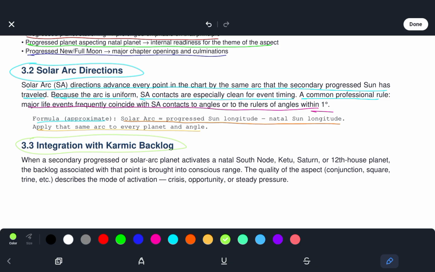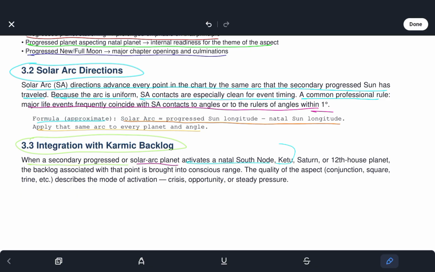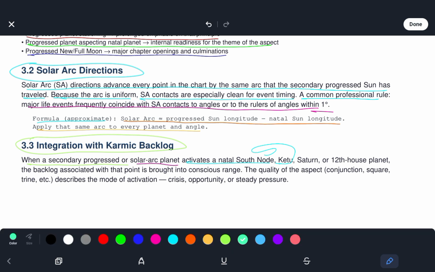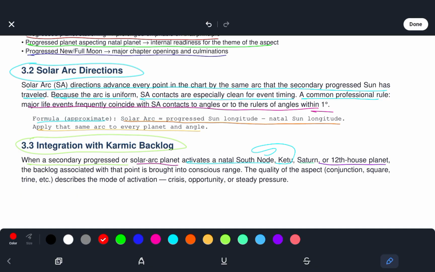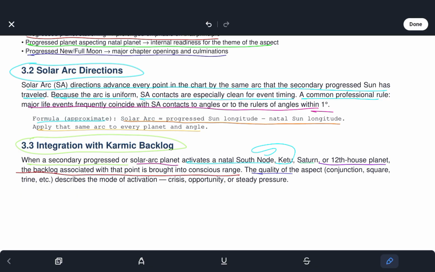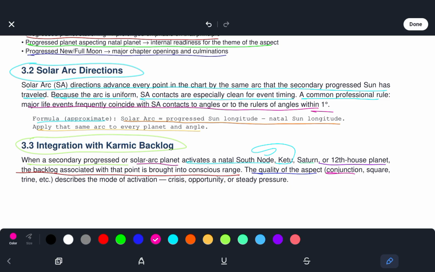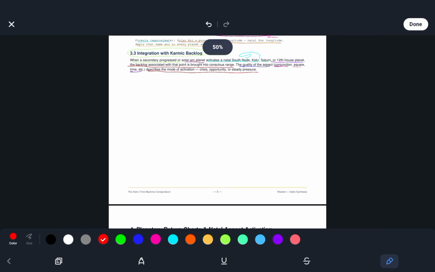Integration with karmic backlog. When a secondary progressed or solar arc planet activates a natal South Node, Ketu, Saturn, or 12th house planet, essentially the backlog associated with that point is brought into conscious range. And the quality of the aspect, whether it's a conjunction, square, trine, etc., describes the mode of activation, whether it's crisis, opportunity, or steady pressure.